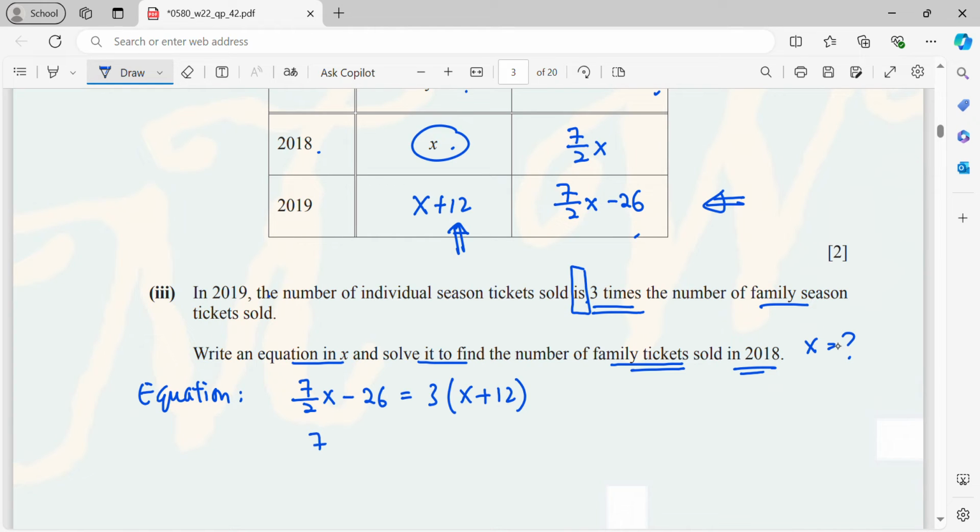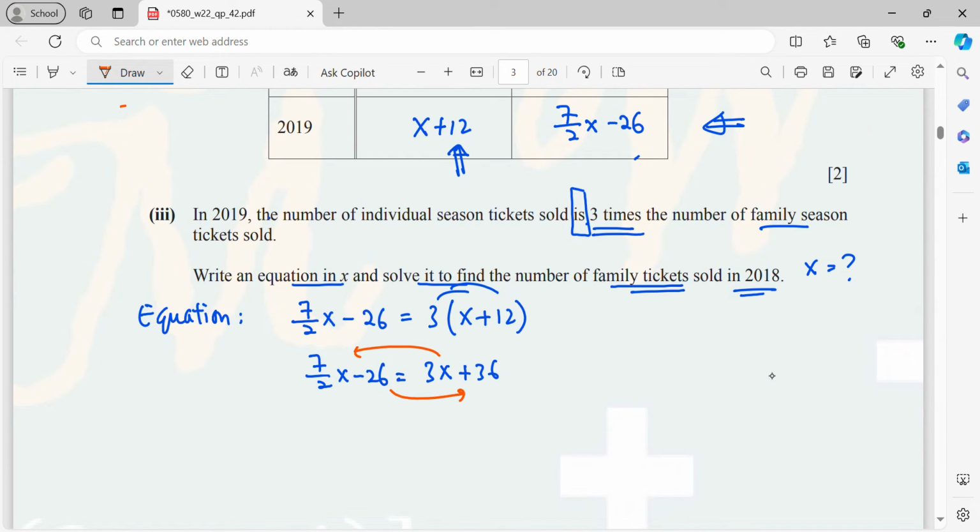What I need to do is rewrite the left side. So for the right hand side, you just do expansion. This is going to be 3x plus 36. And now I will group the x on one side and move the number to the other side. Move the constant to the other side. So here I will be getting 7 over 2x minus 3x. Right side will be 36 plus 26.